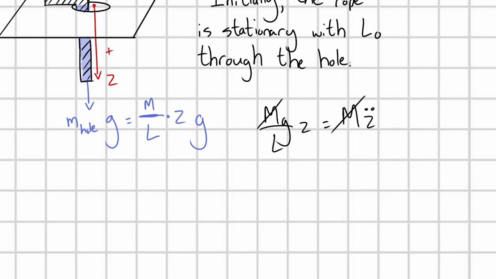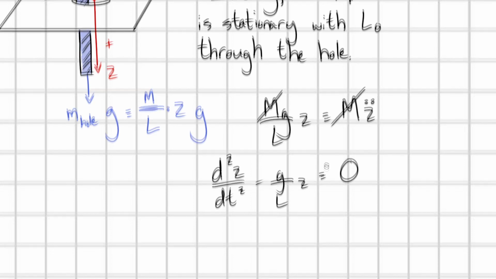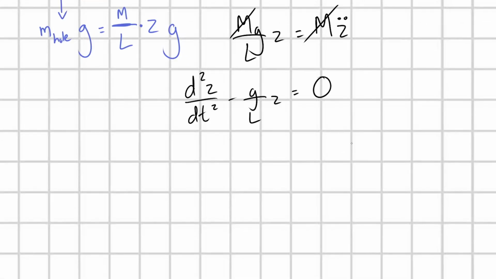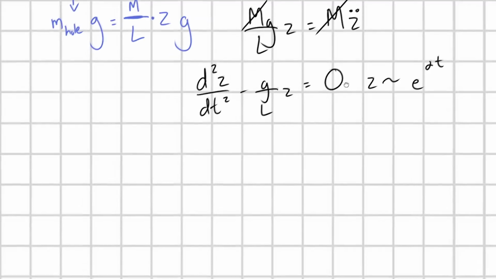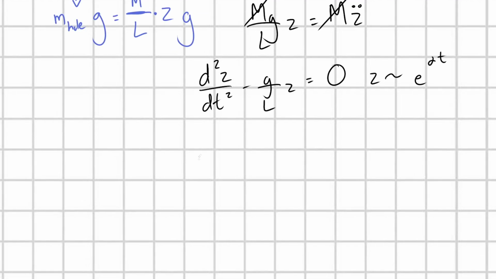Let me go ahead and write this out in its glory, right? I have d squared z dt squared minus g over L z is equal to 0. This is a pretty common differential equation, right? We're going to use the Ansatz z is going to be something like e to the alpha t. Okay, so let's go ahead and try plugging this form in here. That's going to give us alpha squared e to the alpha t minus g over L e to the alpha t is equal to 0.